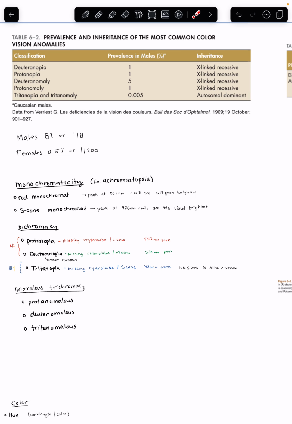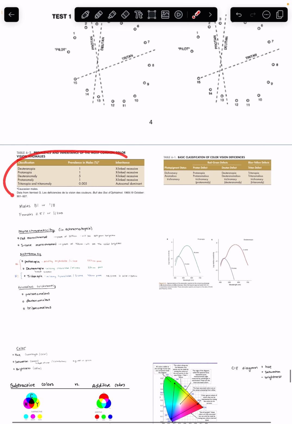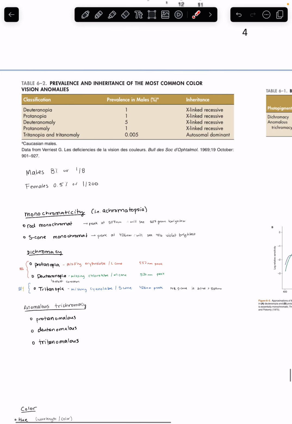So as we talk about the prevalence of these things, I pulled in some images you can look at at your leisure from the textbook. But we say in general, this is wrong. Let me fix this. Males, about 8% of males have color blindness. So that's 8%, or you can say 1 in 12. For females, the amount of colorblind females that we'll find is about 0.5%, and that's 1 in 200 will have it.